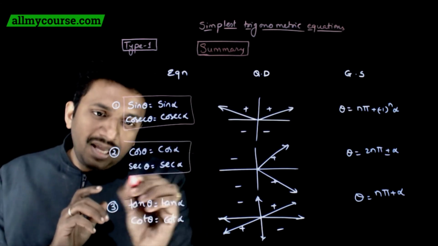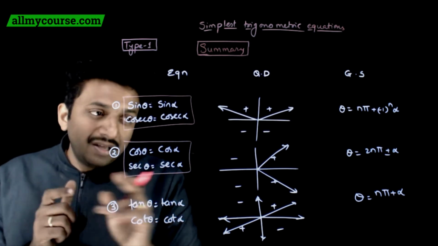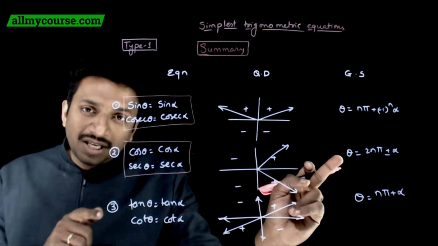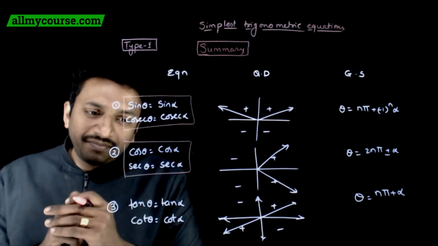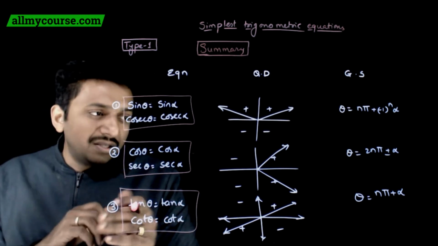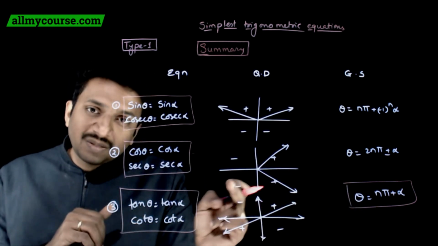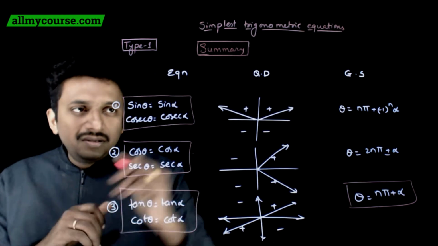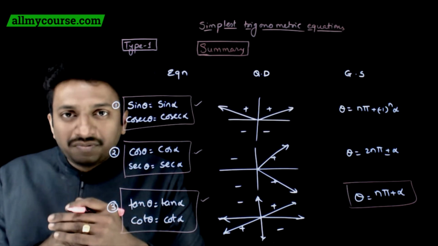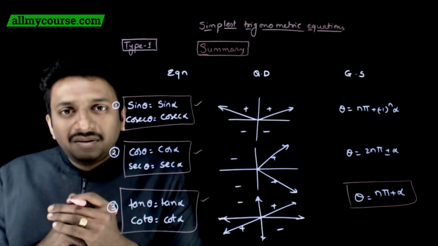And the second, equations of the form cos theta is equal to cos alpha and secant theta is equal to secant alpha, will have the quadrant diagram like this, and the general solution of theta is 2n pi plus or minus alpha. And for tan theta is equal to tan alpha and cot theta is equal to cot alpha, the solution is theta is equal to n pi plus alpha, and the quadrant diagram is plus minus plus minus. So it's always better to remember the quadrant diagram as well as the solution, because if you forget the solution, from the quadrant diagram you can get the solution itself.